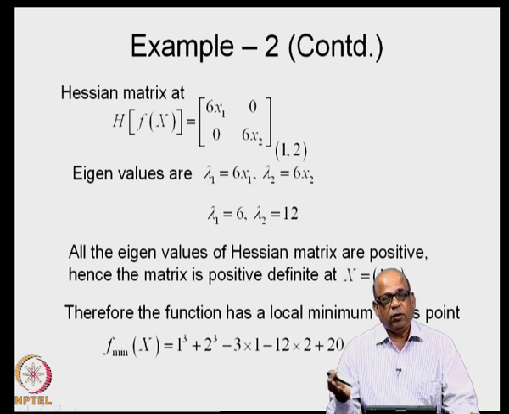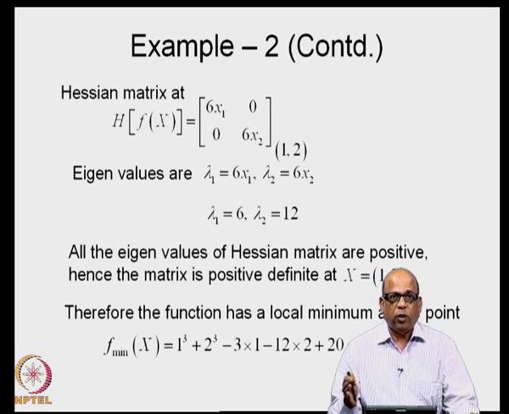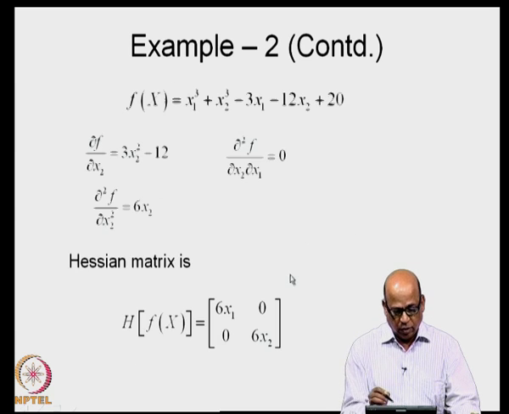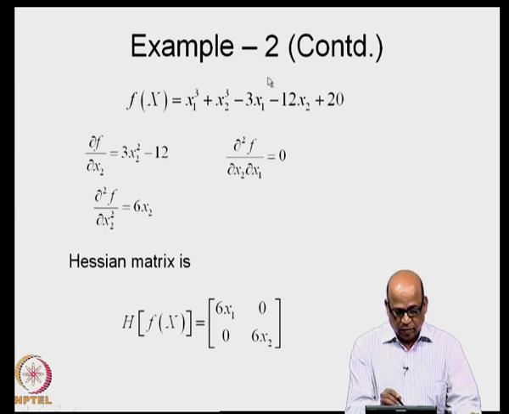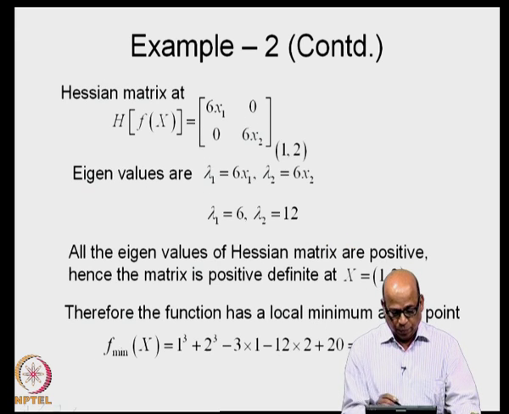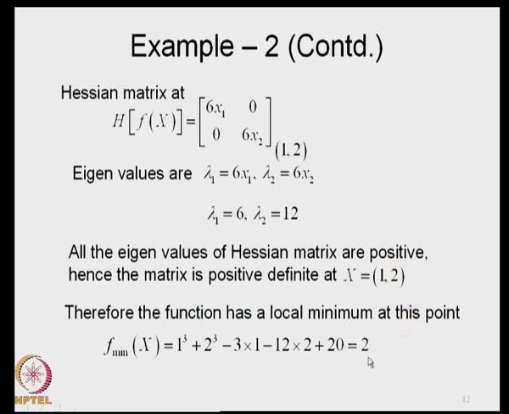Because the Hessian matrix is positive definite, the point corresponds to a minimum value of the function, and the minimum value of the function we can determine by substituting x1 equal to 1 and x2 equal to 2 in the original function definition. So, in this you put x1 equal to 1 and x2 equal to 2, and that is what you get as the minimum value, local minimum.